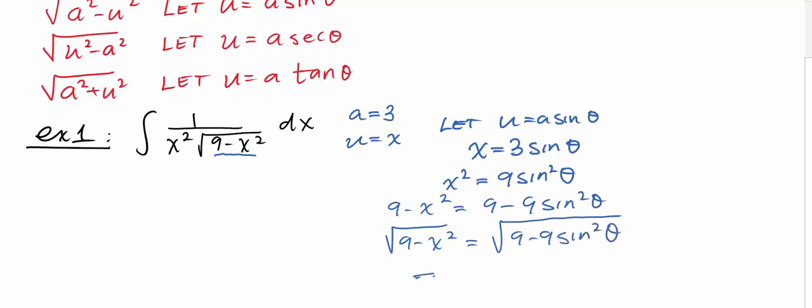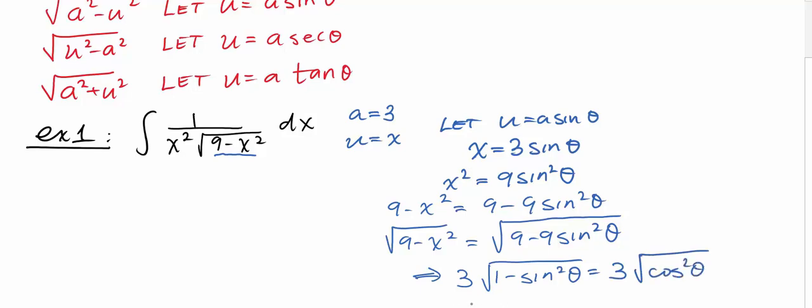Let's factor out a 9, which becomes a 3, and we're left with the square root of 1 minus sine squared theta. And we know that that is an identity. So we can replace the 1 minus sine squared theta with cosine squared theta. And amazingly, what happens is the radical goes away, and we're just left with 3 cosine theta. And that's the power of trig sub, is it makes radicals go away. So let's go ahead and make our substitution.